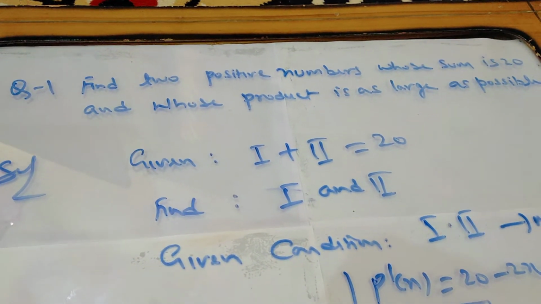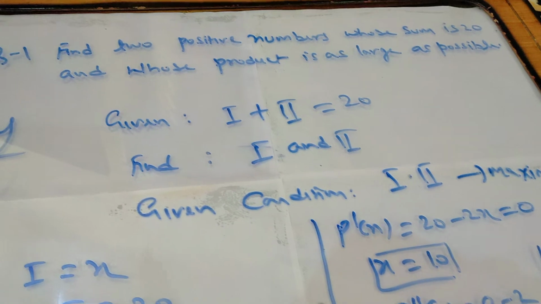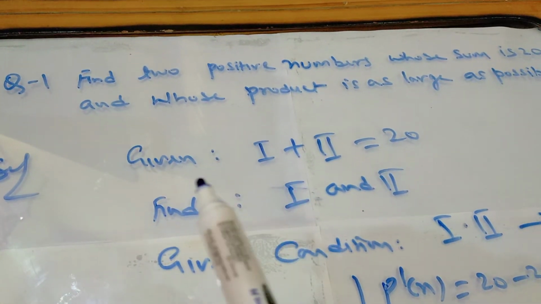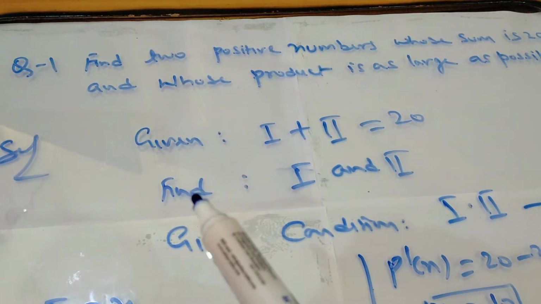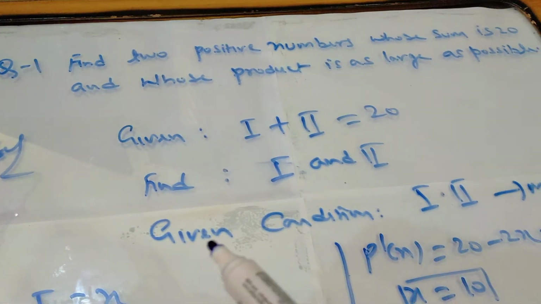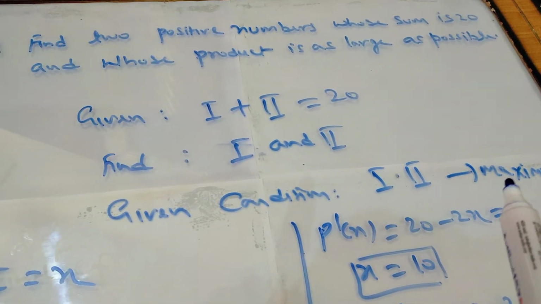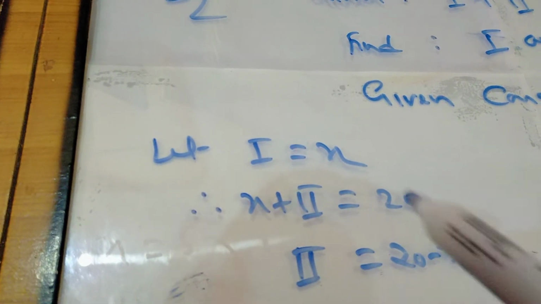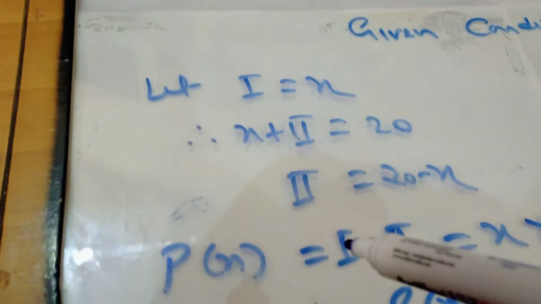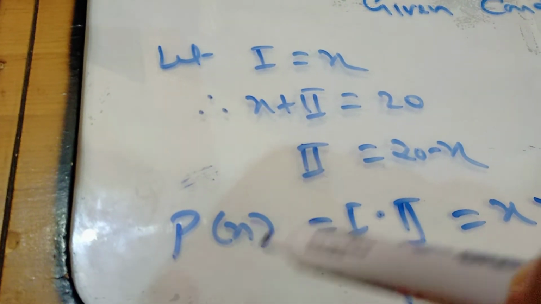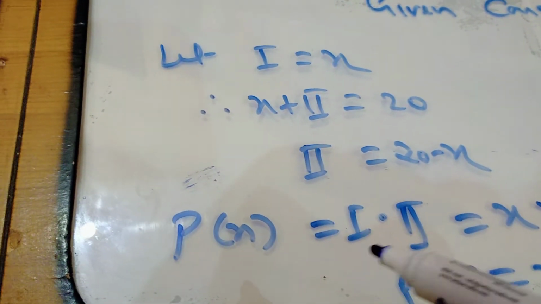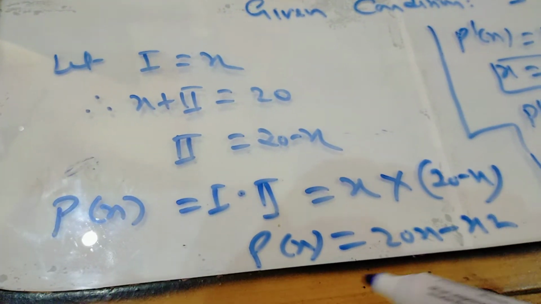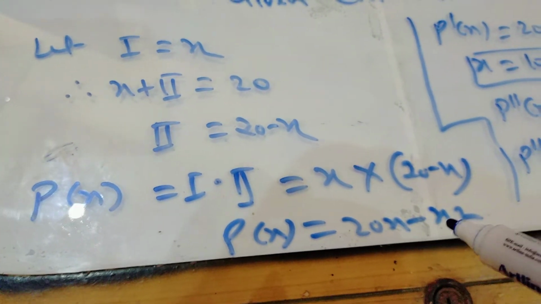Look at this question once more, so you can get the idea. First I have written the given part, first plus second is 20. We have to find both the numbers, and the condition is that the product of the two numbers should be maximum. So first of all I have written, let the first number be x and the second number be 20 minus x. Now the product function P(x) is first into second, x into 20 minus x, so it is giving 20x minus x square.